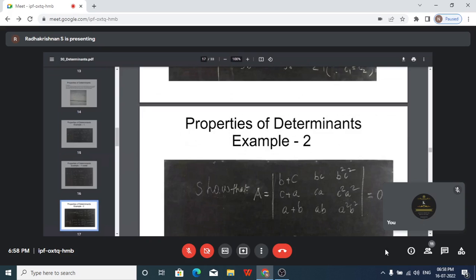Now think about this a little, how we can do it. There is a determinant as given here: b plus c, bc, b square, c square; c plus a, ca, c square, a square; a plus b, ab, a square, b square. We want to prove that this is equal to 0. Anybody has got any idea? Please let me know.